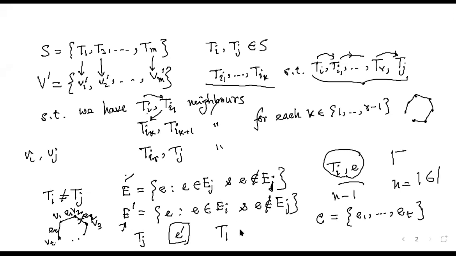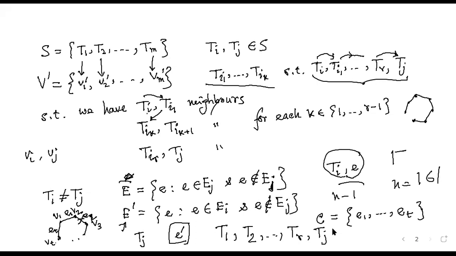So we'll keep on constructing the next T2 in the same manner. We'll add one edge from this set E prime and we'll remove one edge from this set E, in a similar way as we did before. And as we continue, eventually we'll be able to get our sequence Tr, which will be neighbors to Tj. Is that clear?